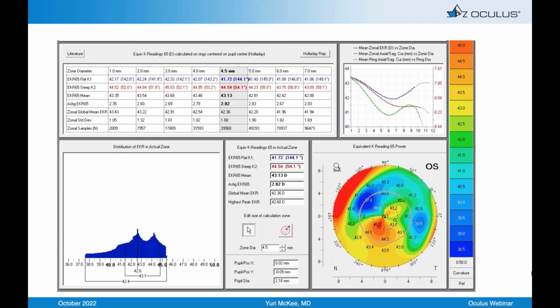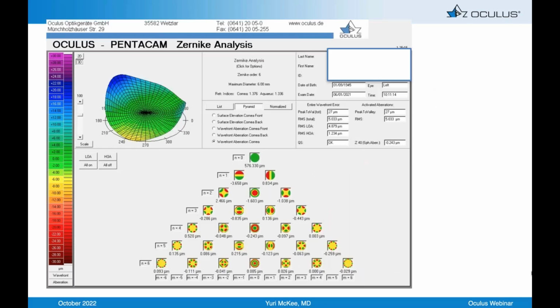And on the higher order analysis, go down to n equals 3, third order aberration, look over 2, and you'll see a minus 0.835. That's vertical coma. That's very high. This is a no-go for a multifocal lens. Patients with multifocal lenses and corneas are not happy when they have all this coma. So this patient, I told, no, the recommendation for a multifocal lens in your case is not appropriate.